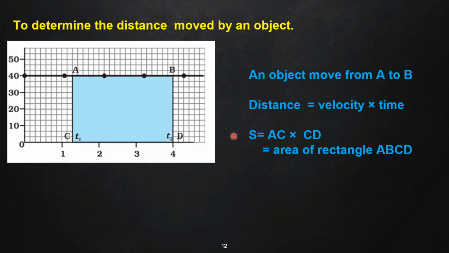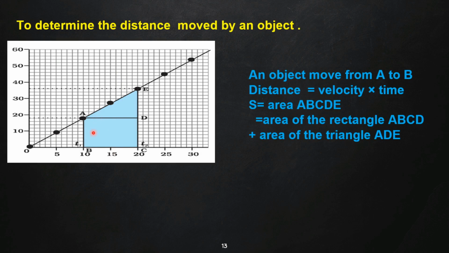But what is this AC? AC can be considered as length and CD can be considered as breadth. That means the product of length and breadth. What will that be? It is the area of rectangle ABCD. So, distance can be calculated by finding the area below the position of the object.